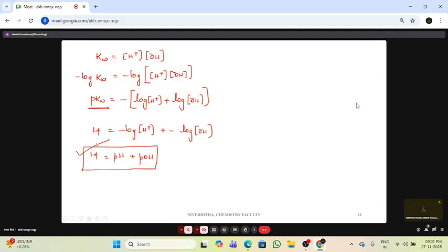Now we know what is Kw, and we know what is Ka, which is the acid dissociation constant, and we know what is Kb, which is the base dissociation constant. If you multiply Ka and Kb, you'll end up with the value of Kw. This is also a very important relationship. So we are done with Ostwald's dilution law and ionic product of water. In the next class, we'll be discussing numericals related to these concepts.